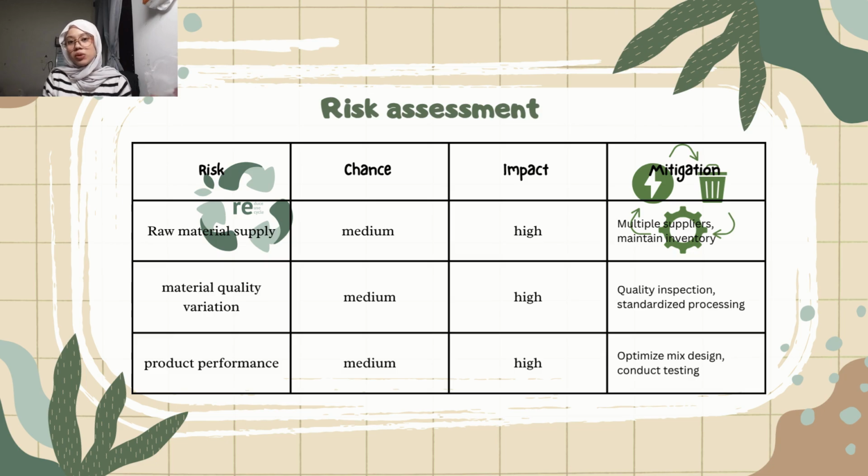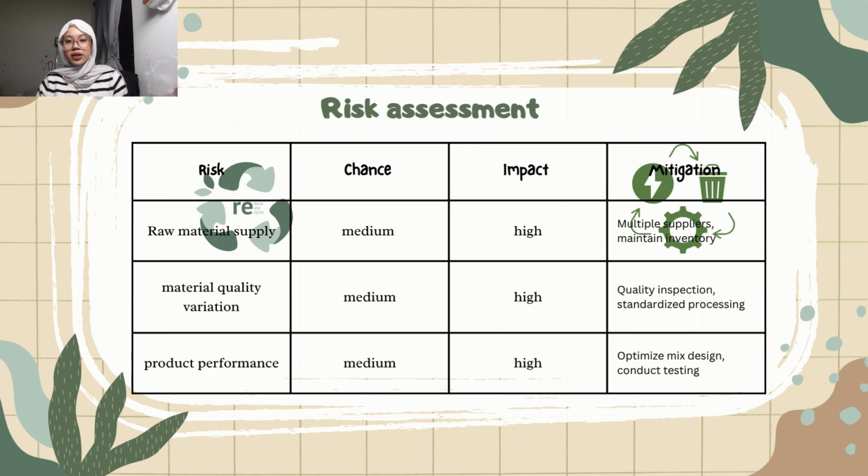To reduce this risk, we will establish agreements with suppliers, secure multiple sources of fly ash, and maintain a buffer stock. The second risk is material quality variation. Since fly ash and waste carbide lime are industrial waste materials, their properties may vary, which can affect the quality of the final product. This risk also has a medium chance and high impact. Therefore, we will perform quality control tests and standardize the material processing before production.